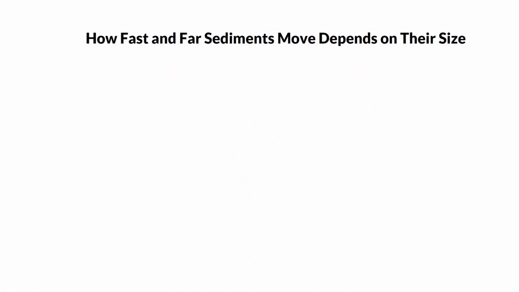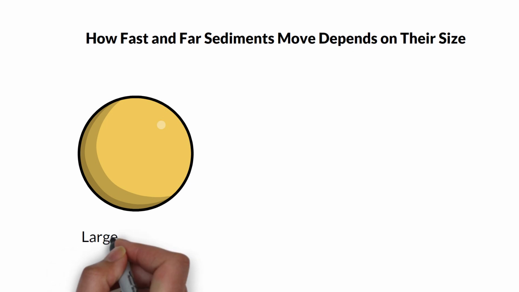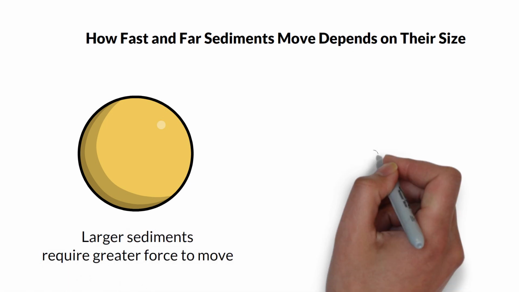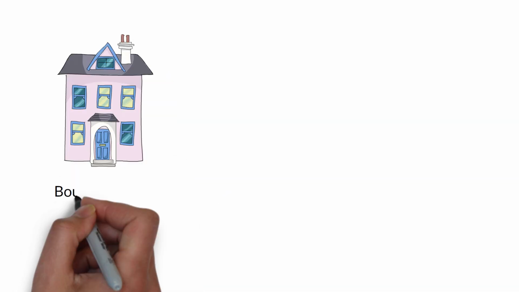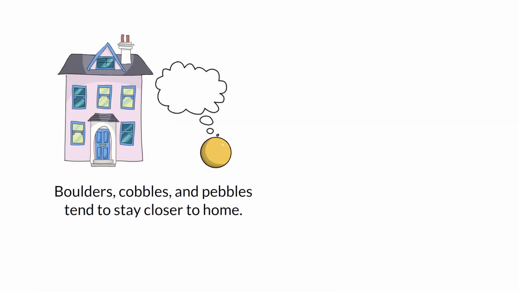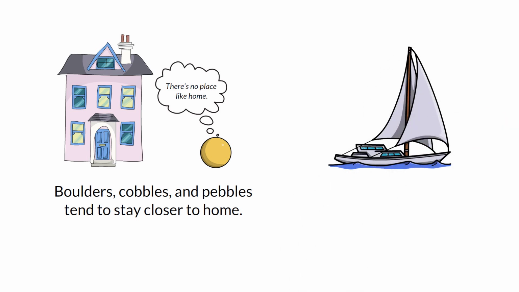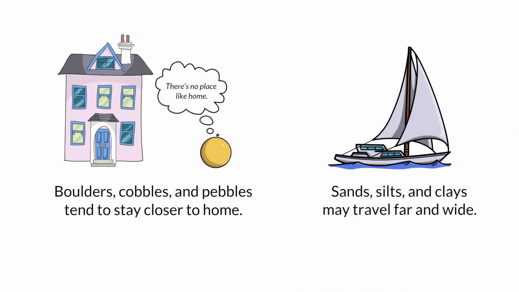Naturally, larger sediments need more force to move than smaller ones. Put another way, smaller sediments like sand, silt, and clay are easily suspended and carried downstream. As a result, larger sediments tend to stick closer to their point of origin. Smaller sediments may travel for hundreds and even thousands of miles under the right circumstances.